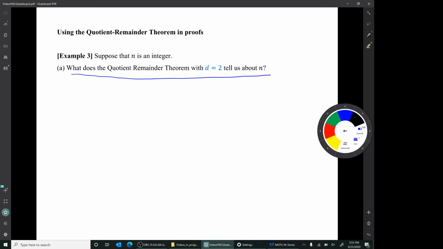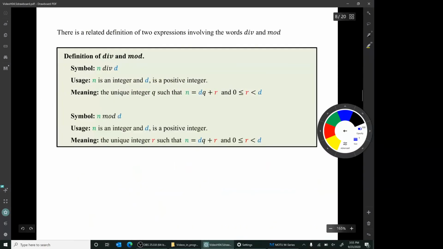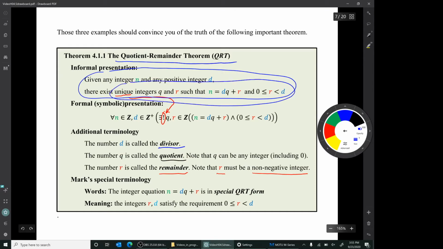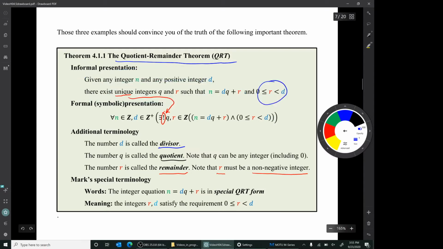Well, let's go back up and look at the quotient remainder theorem. The quotient remainder theorem says, given any integer and any positive integer d, then there exist unique integers q and r that make that equation true and that inequality true. But we're being asked about what this will say in the particular instance when d is the number 2. Well, I'm going to copy all this stuff down, but instead of this d, I'm going to write the number 2.